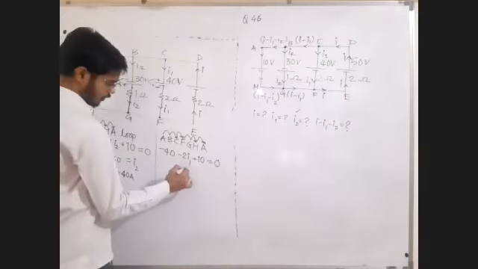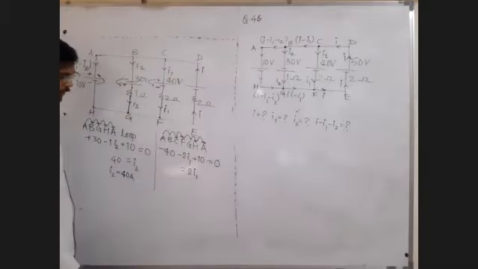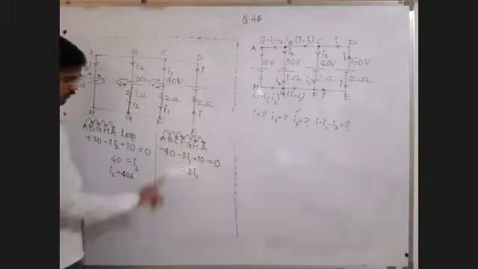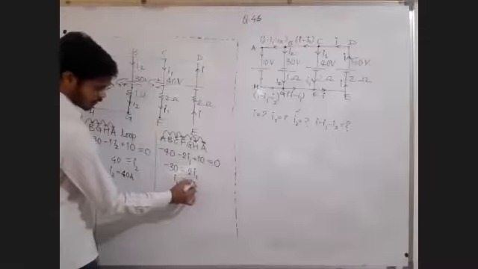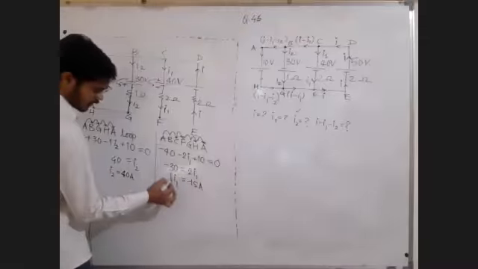This minus 2I1 goes to the right hand side. Minus 40 plus 10 is minus 30. So the I1 value is equal to minus 30 upon 2, which is minus 15. Keep it as it is. If it is minus 15, let it be. It means your assumed direction is wrong.